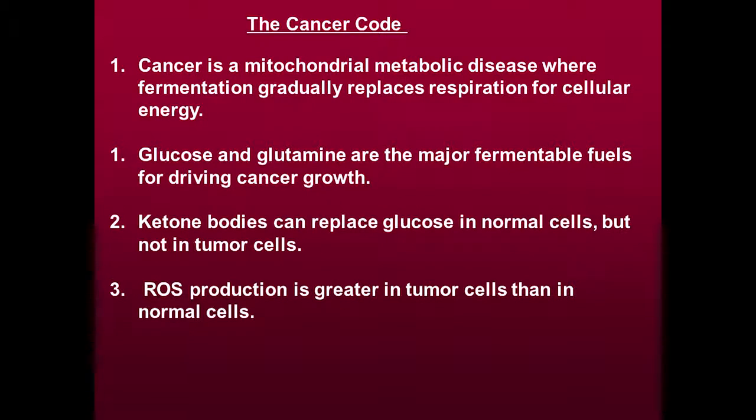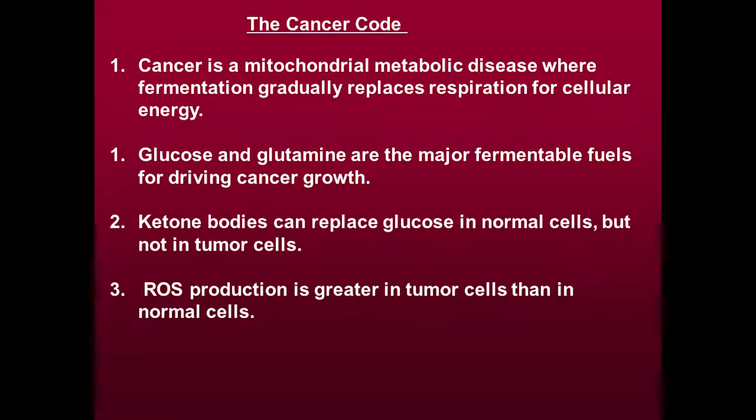Ketone bodies can replace glucose in normal cells, but not in tumor cells. This is because the tumor cell has defective oxidative phosphorylation. The mitochondria in tumor cells are abnormal. Ketones cannot be fermented. Ketones must be respired. Reactive oxygen production is greater in tumor cells than in normal cells.